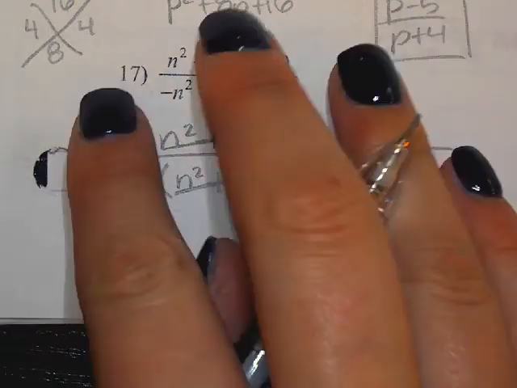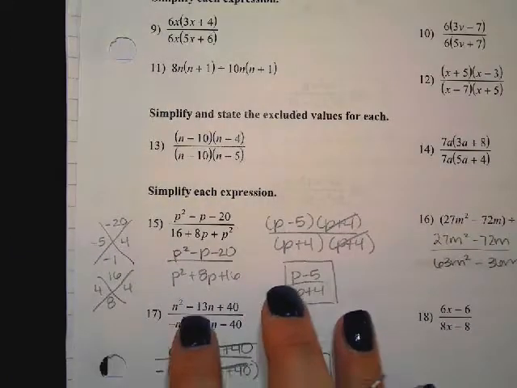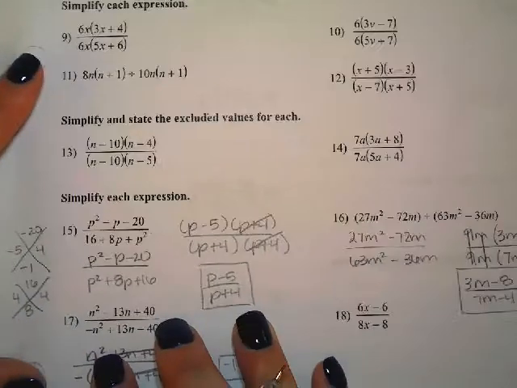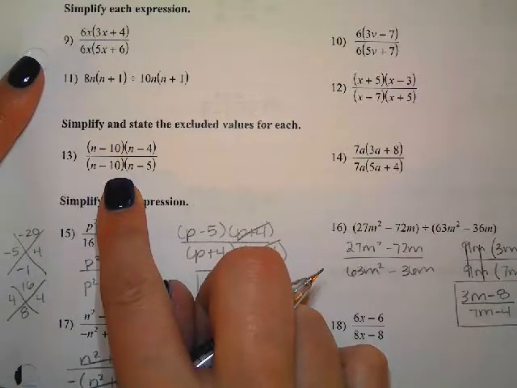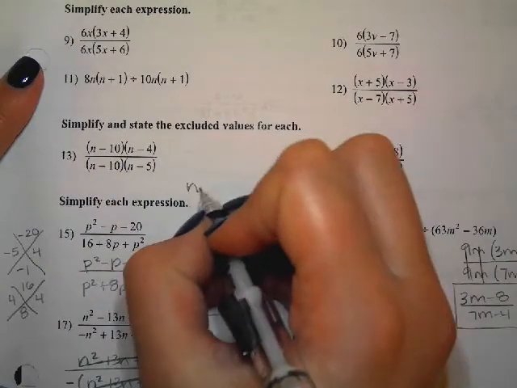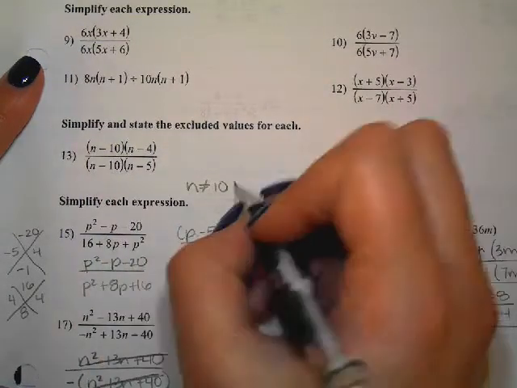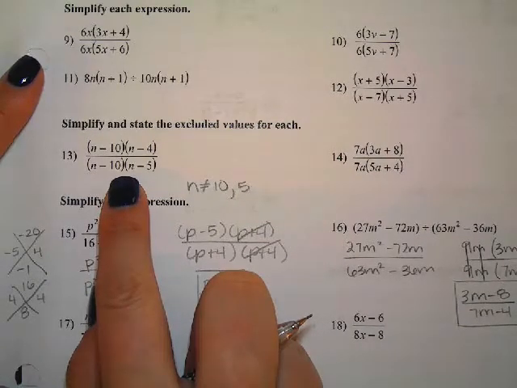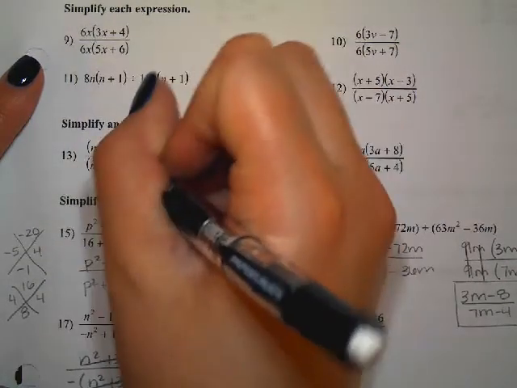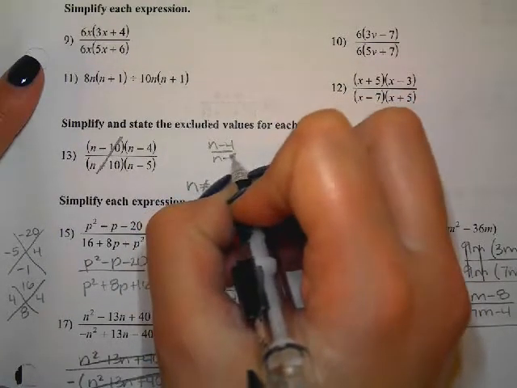How did you guys do on the problems where you needed to find excluded values? So for 13, I can see 2 excluded values. What are they? N cannot equal 10. That's because of this one. What about the other one? N cannot equal 5. And then what do you guys see on number 13? What cancels? Yeah, n minus 10, n minus 10, those completely cancel. And so your answer should have been n minus 4 over n minus 5.